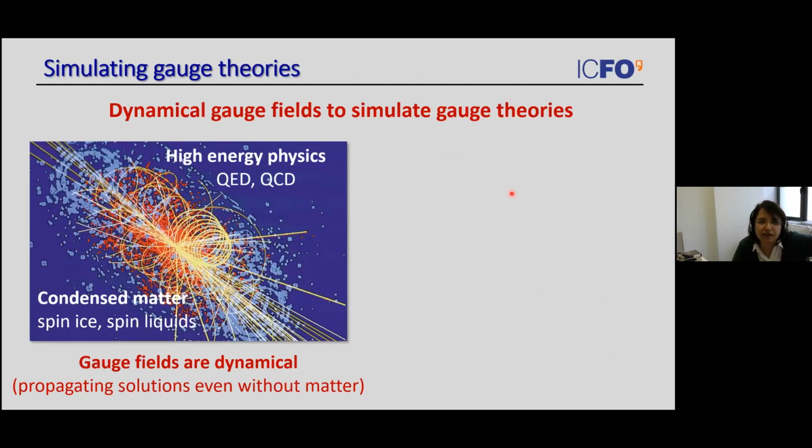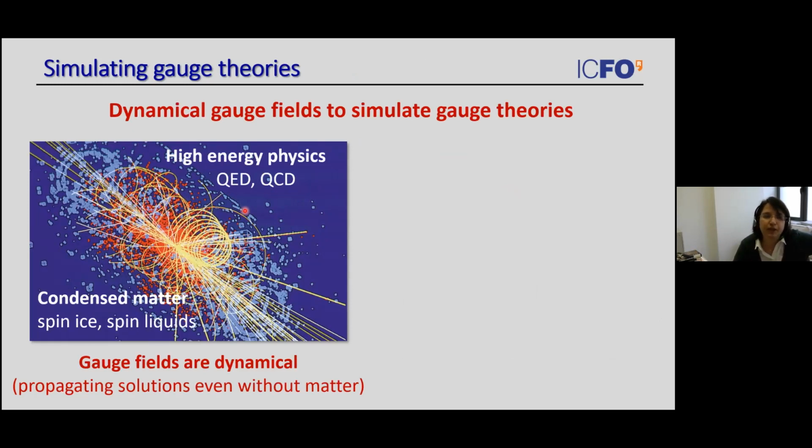And for that, I think it's nice to take a gauge theory that maybe we all have in mind. For example, one of the gauge theories in high energy physics, but I would take QED, because this one we are a bit more familiar with than QCD, I would say. So in QED, gauge fields are quantum mechanical entities and they are dynamical. They have propagating solutions even when there is no matter. In electromagnetism, you have photons, and the photons propagate even in vacuum.